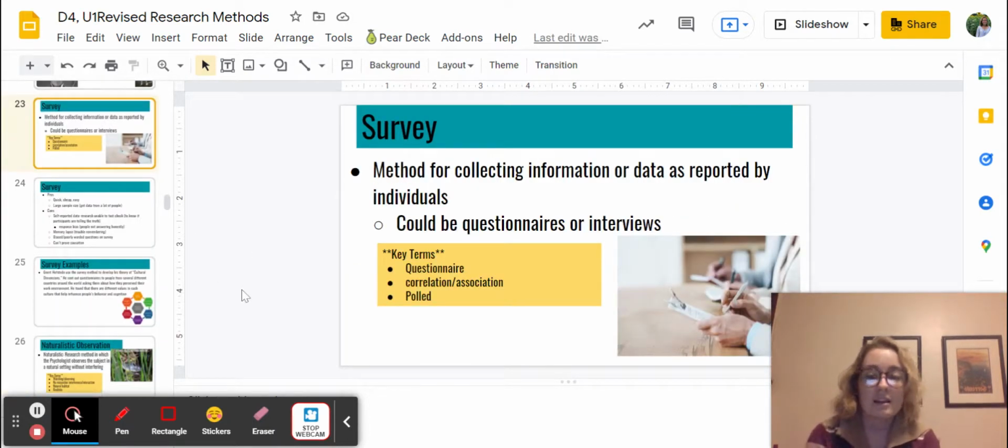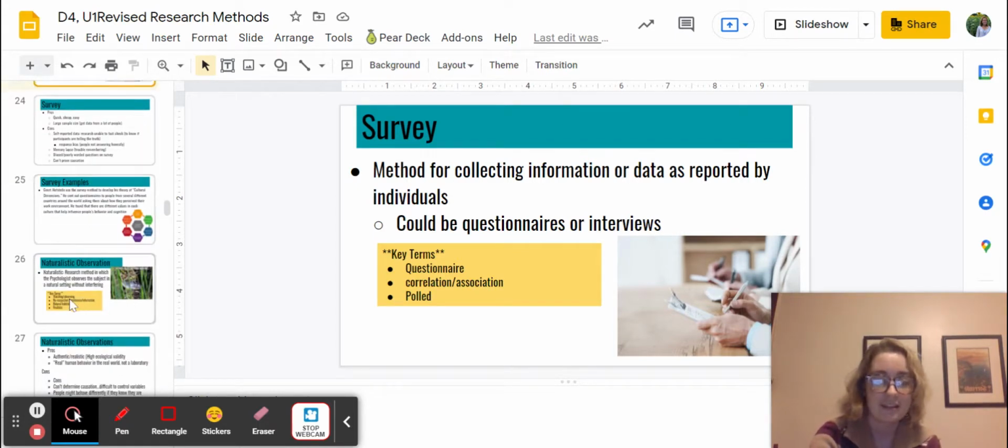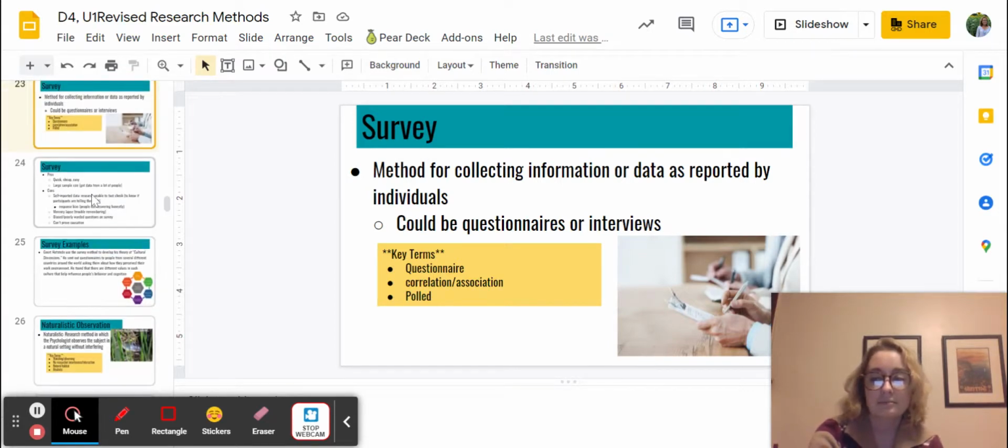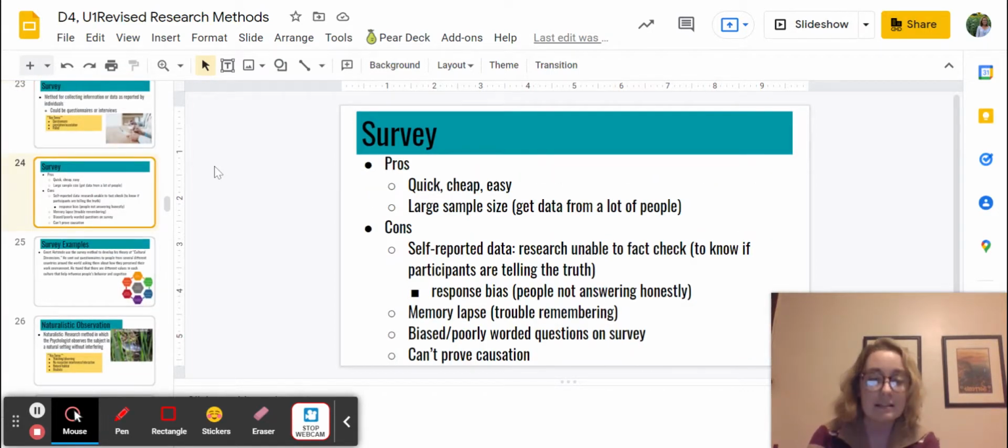Okay, next method is a survey. And this is basic, right? It's using questionnaires or interviews. They could be open-ended, they could be multiple choice, to collect data and information. Key terms, obviously, questionnaire, correlation, association, poll, anything like that. We know a survey is easy, right? It's so easy just to send out a Google form and get data.